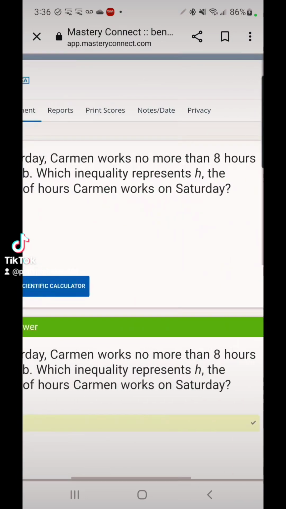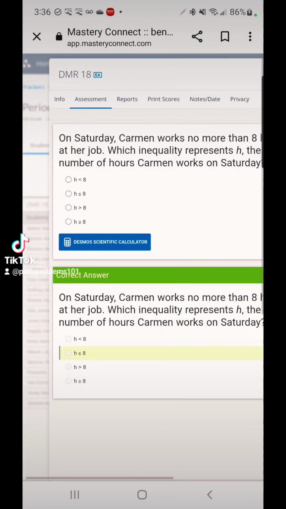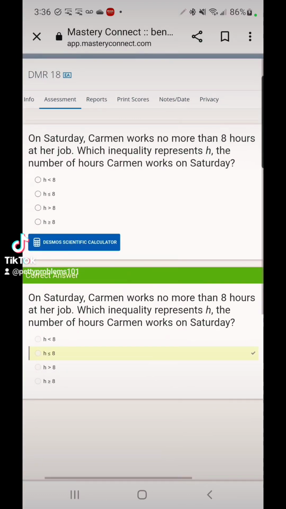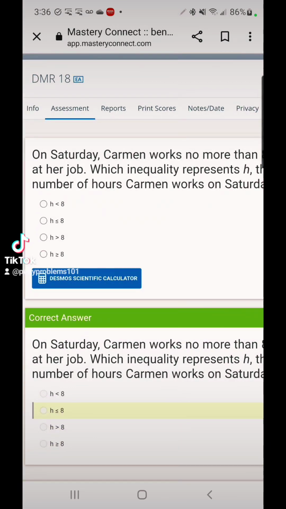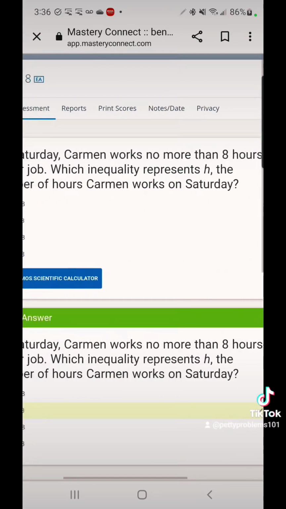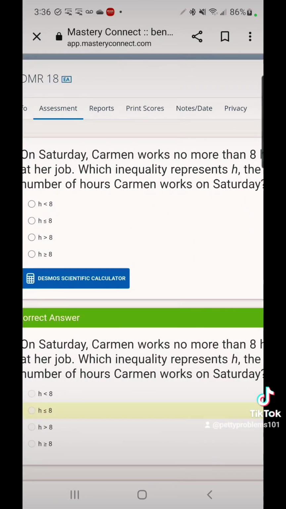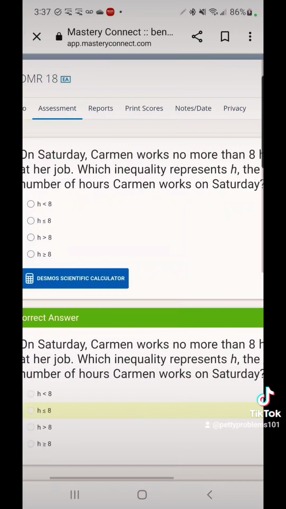Third question is about an inequality. It's multiple choice, and you have to read it carefully. It says on Saturday, Carmen works no more than 8 hours at her job. No more than 8 hours. Please read the word no. That means it's not more than 8 hours that she works.